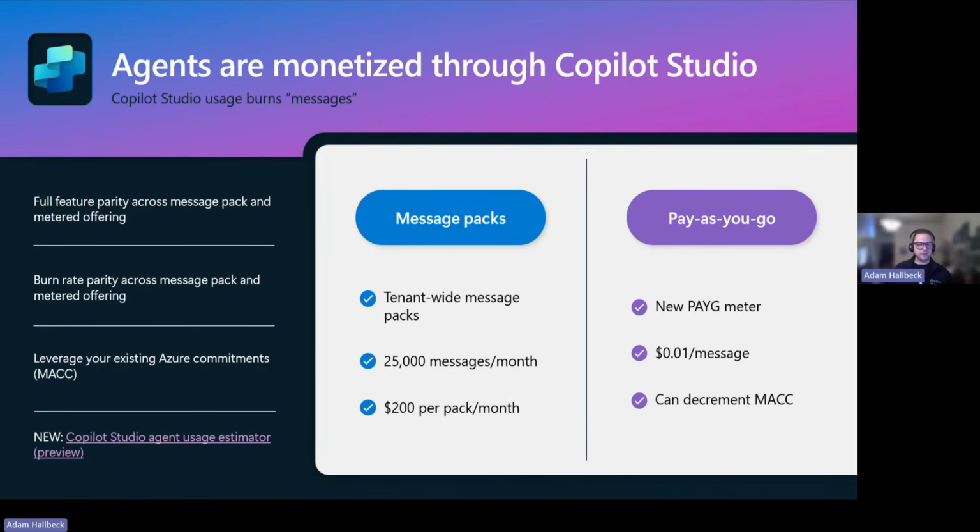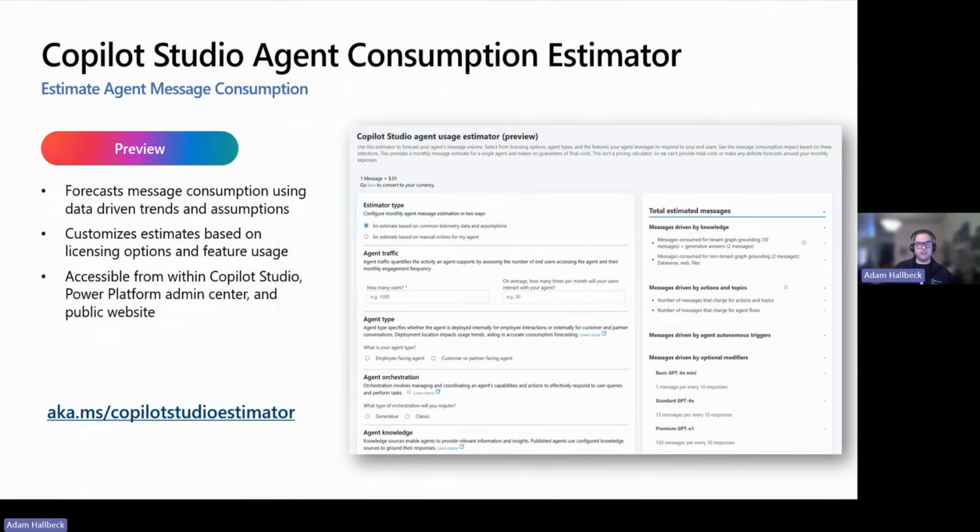I will say right now that the message packs, when you stack up on a per message basis, is a little cheaper when you look at some of the cost and volume. But to help with looking at some of the cost and volume, we do have the estimator tool. So if you take a look at this, I don't know if I'll be able to copy live here, but aka.ms/CopilotStudioEstimator will get you to the tool.